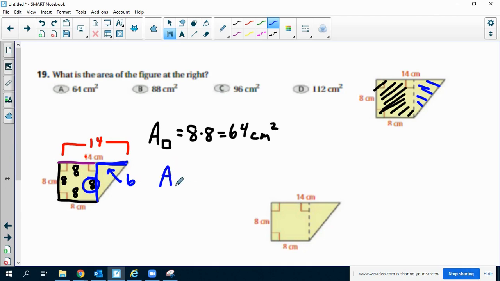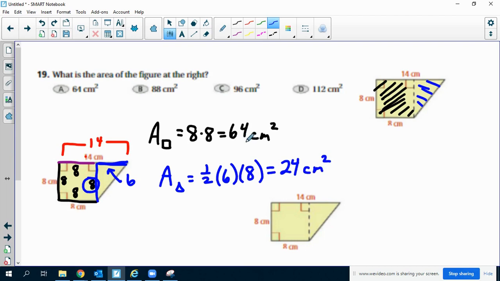So the area of the triangle is 1/2 times base, which is 6, times height, which is 8. 1/2 times 6 times 8 is 24 centimeters squared.